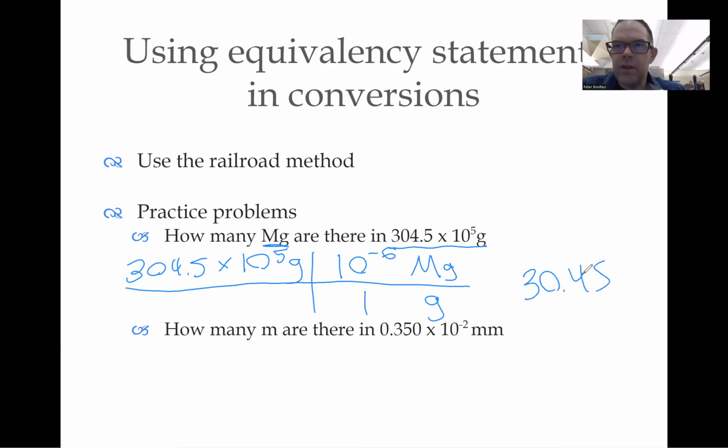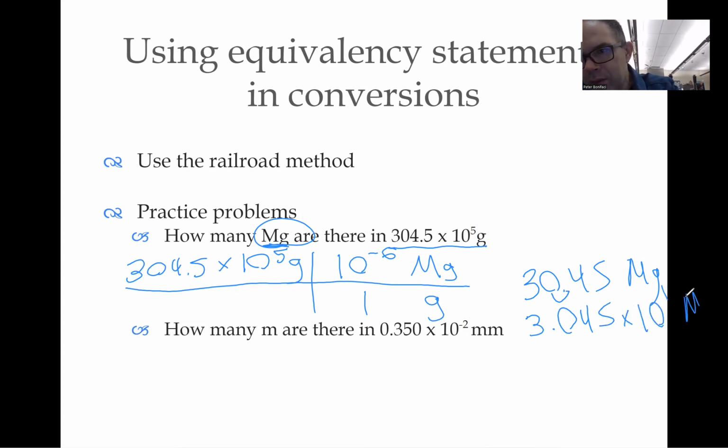Now, that is almost full points, okay? You need the final unit. We want to do megagrams, so you need megagrams. That would get you full points, okay? If you're going for extra points and being amazing, you'd move that over, and you get 3.045 times 10 to the 1, and don't forget megagrams. And the end. Cool? Okay.